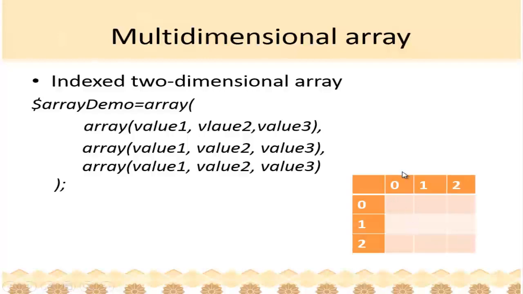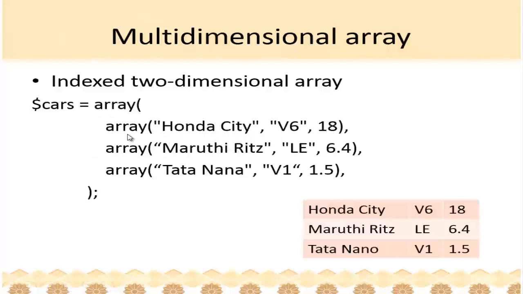So it is actually a tabular format. If I want to get the first row, I will have to say array demo of 0th index. It's going to give me this array. If I want to get an element within this array, then I have to index them individually. So this will be the 0th index for this element, the first index for this element, and the second index for this element. So it's a tabular format. You can think of using it that way.